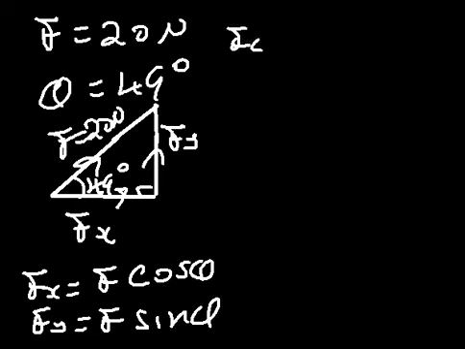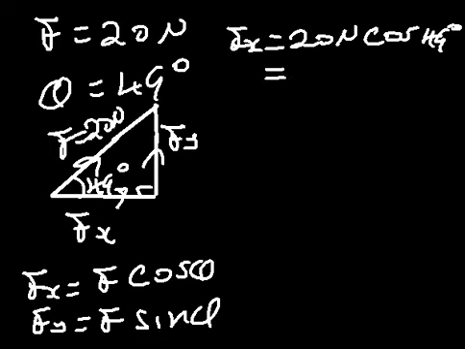So what is Fx? I'll have it as 20 newtons times cos of 49 degrees. So what's that? Which means we'll have it as 20 times cos of 49 degrees. That will be given as 13.12 newtons.